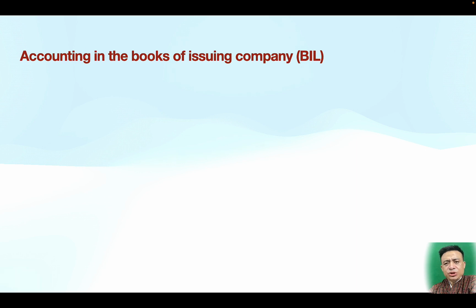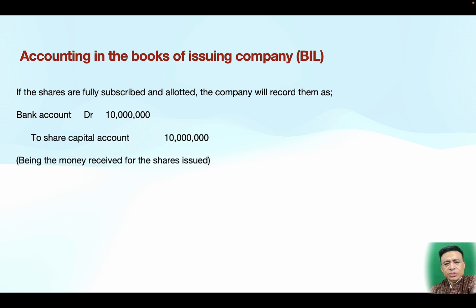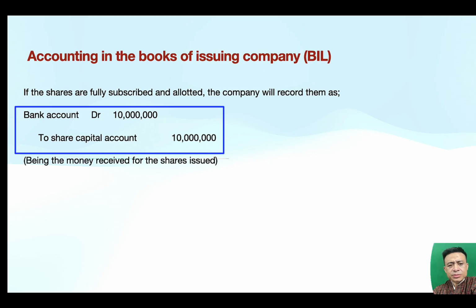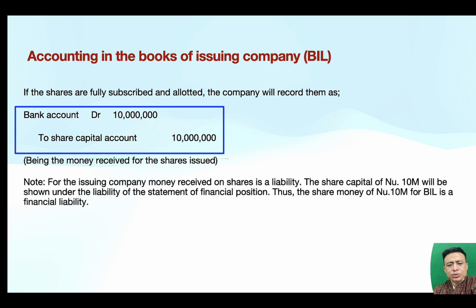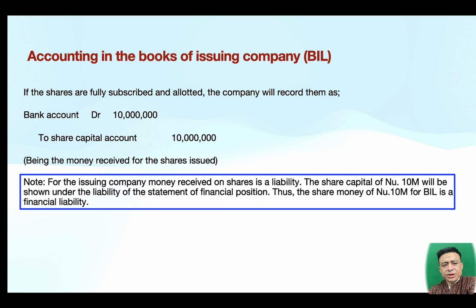That is the company which issues shares to the public. Taking the same example of BIL issuing 1 million shares at the rate of 10, if the shares are fully subscribed and allotted, the company will record them as bank account related to share capital. For the issuing company, money received on shares is a liability. The share capital of 10 million will be shown under liabilities in the statement of the financial position. Thus, the share money of 10 million for BIL is a financial liability.